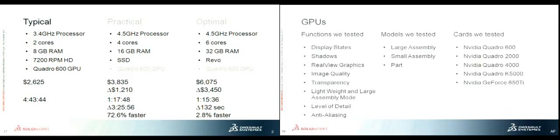So this is what we tested. Functions that we tested: display states, whether you're in wireframe, hidden lines removed, hidden lines shown, shaded with edges, shaded, all that. Shadows, RealView graphics, your image quality. How many people have set their image quality properly? All right. We'll talk about that a little bit as well.